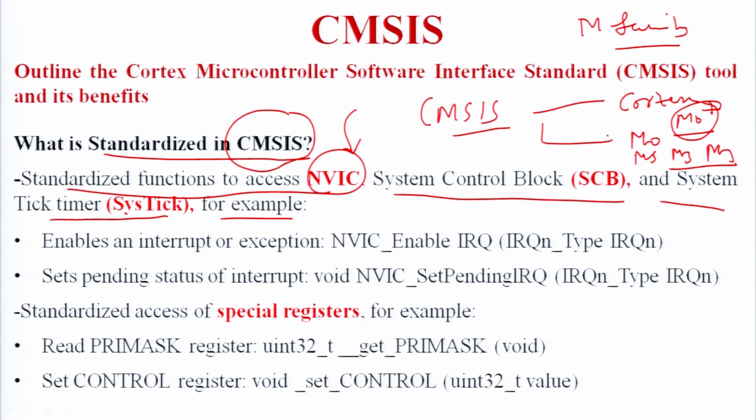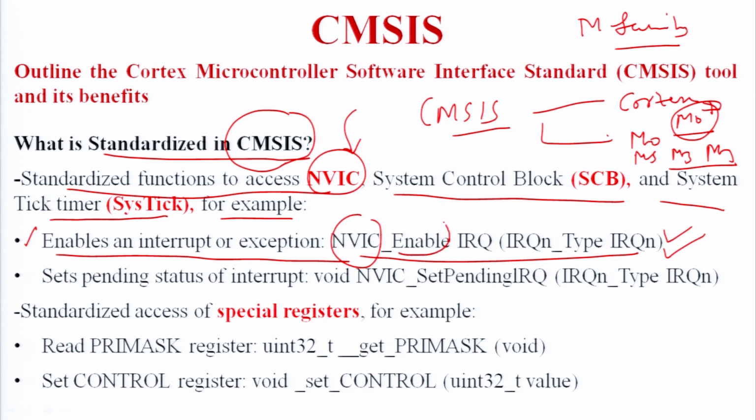For example, the first one enables an interrupt or exception. So, if we are going to enable interrupt or exception handling, what will we do? We will use these types of functions, these types of keywords, which I have discussed in a previous slide also. So, we have NVIC enable.